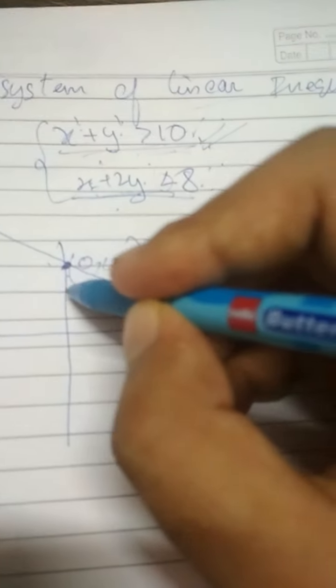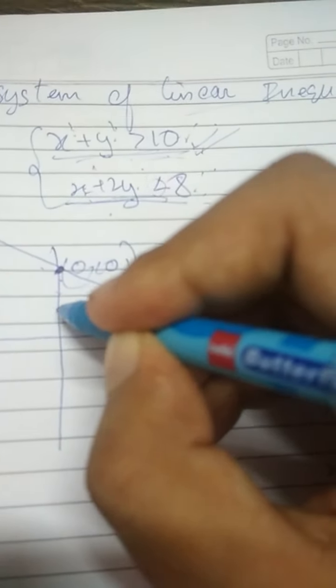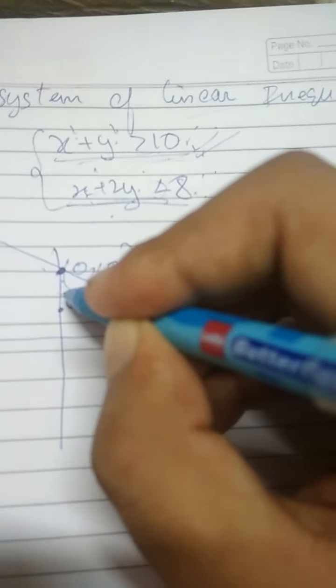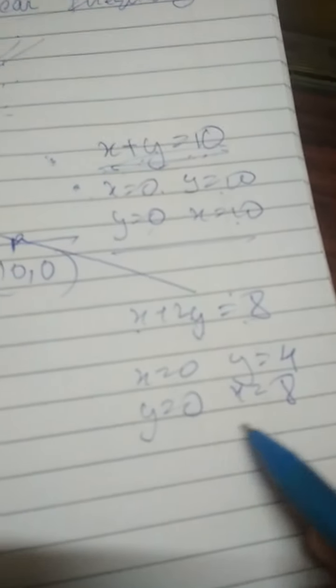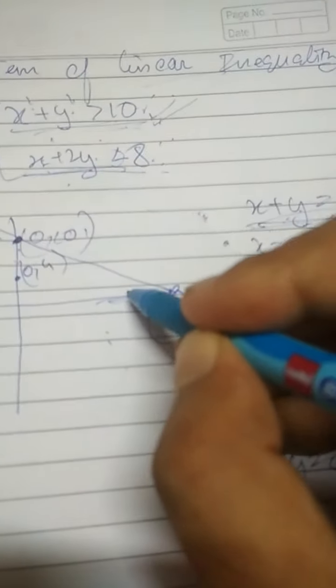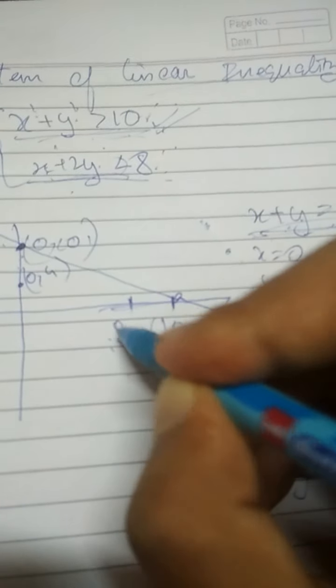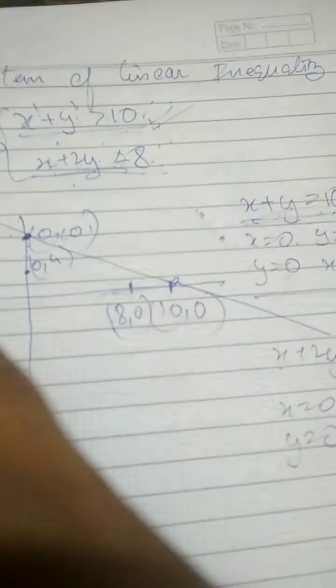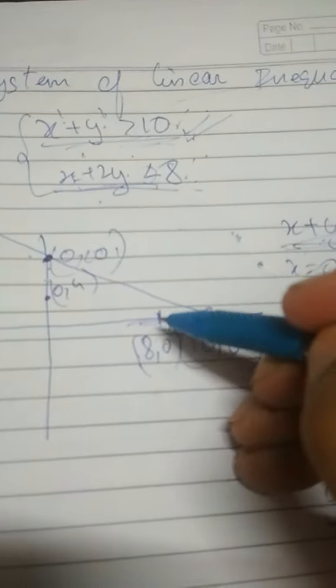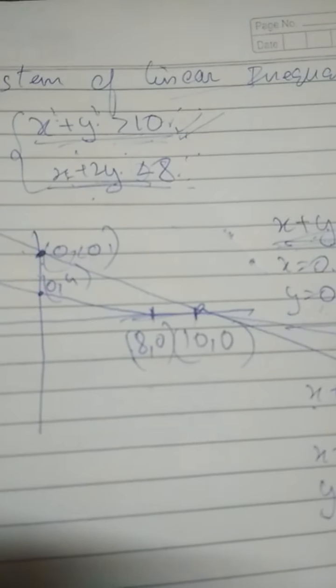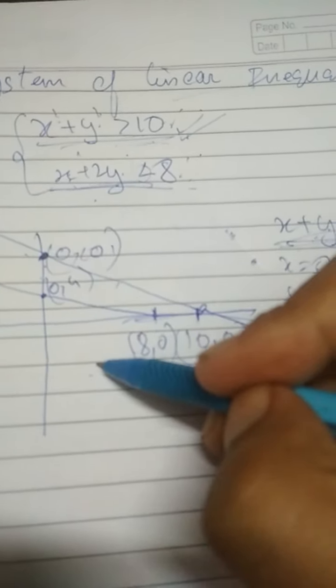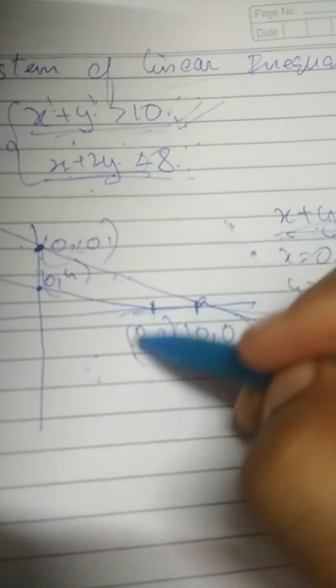x is 0, y is 4. x is 0 on this and y is 4 is this point. So 0 comma 4. Next is 8 comma 0. 8 comma 0 will lie somewhere over here. Now we need to draw this line. So this is our line. Now we have drawn our two lines for the two equality equations.